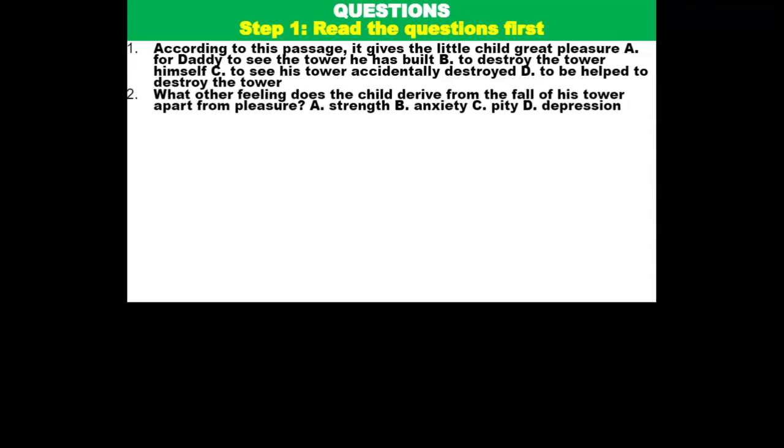Question 2, what other feeling does the child derive from the fall of his tower apart from pleasure? A, strength. B, anxiety. C, pity. D, depression. Step number 3, how does the author try to explain this destructive stage? And this is question number 3 that Vivian asked me to explain how I arrived at the answer.